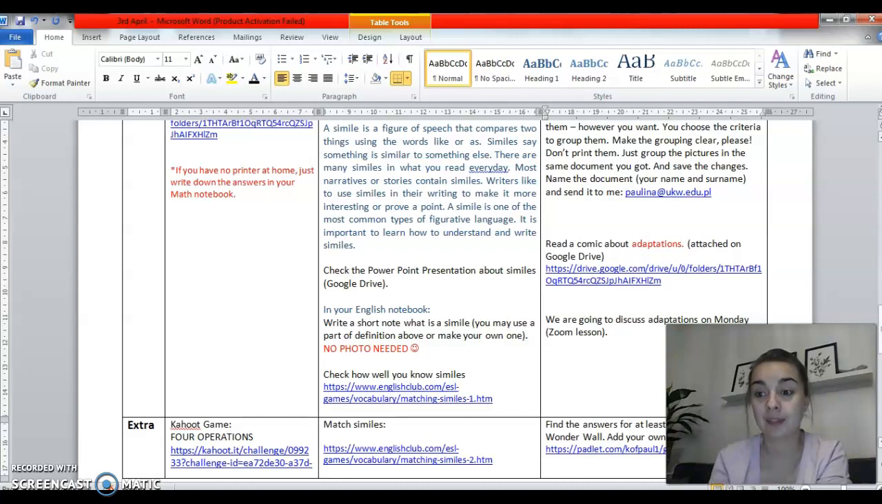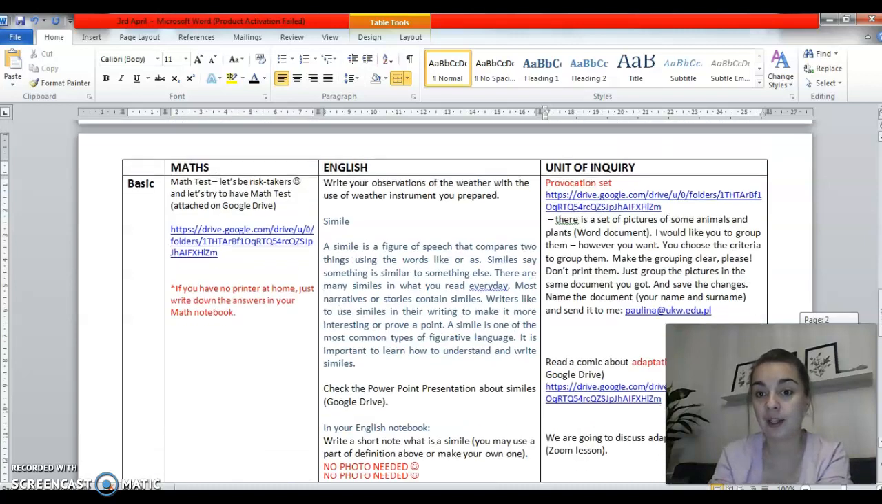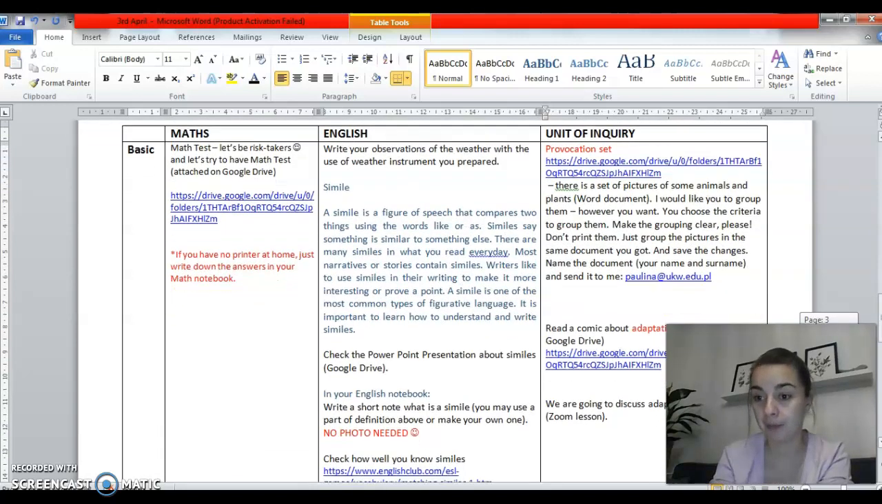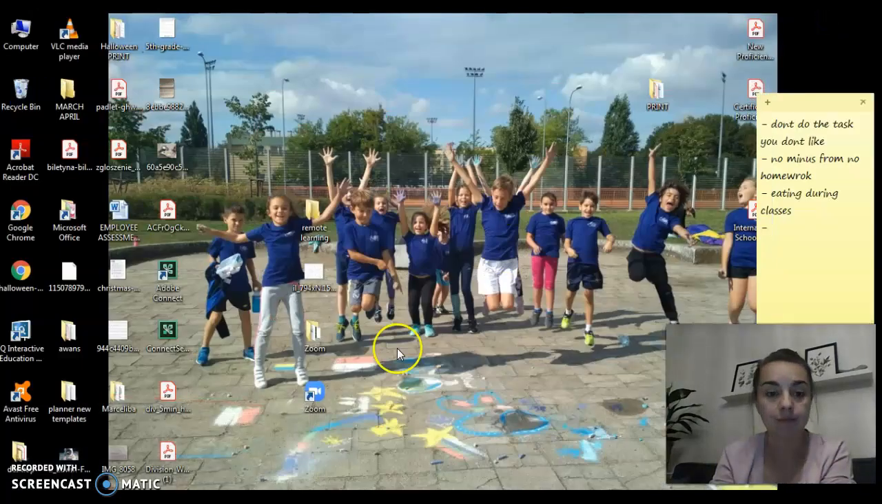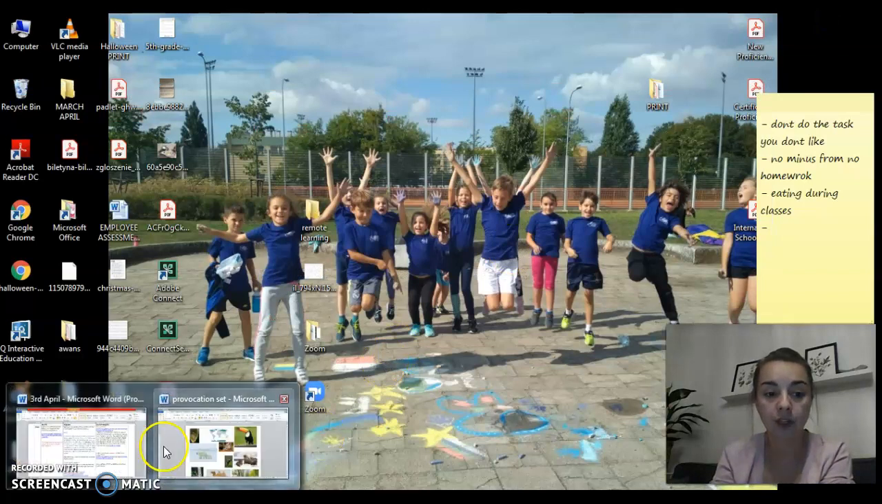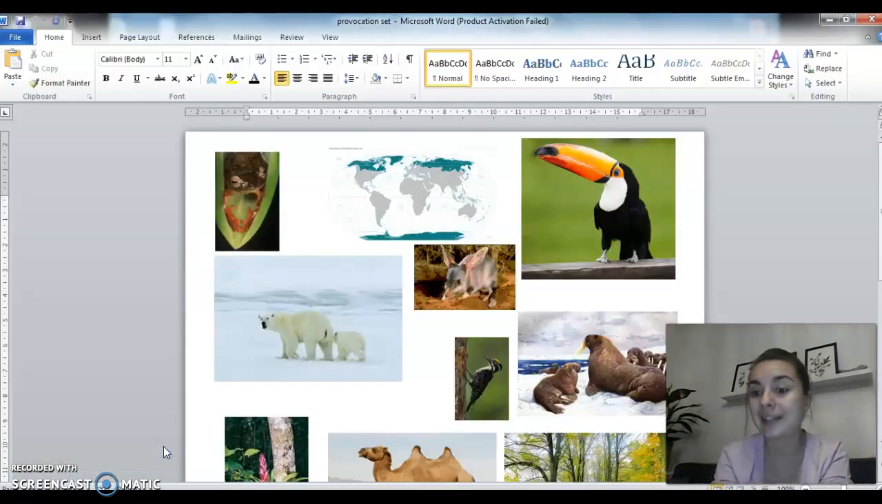And now the last task, which is about unit of inquiry. I added on Google Drive a set of pictures, and I would like you to group them however you want. Okay, the criteria is up to you.